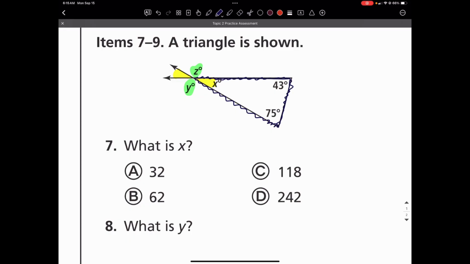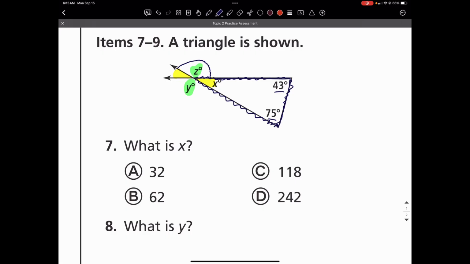If we say, for instance, angle Z is the exterior angle to angle X, then angle Z is going to be equal to the measure of the other two angles, the interior angles of that triangle. I'm going to show you what we mean, so let me erase this.